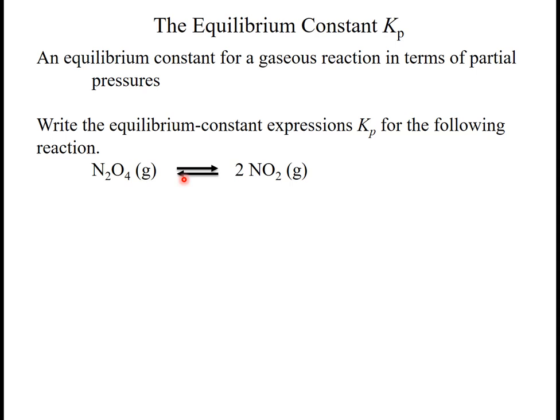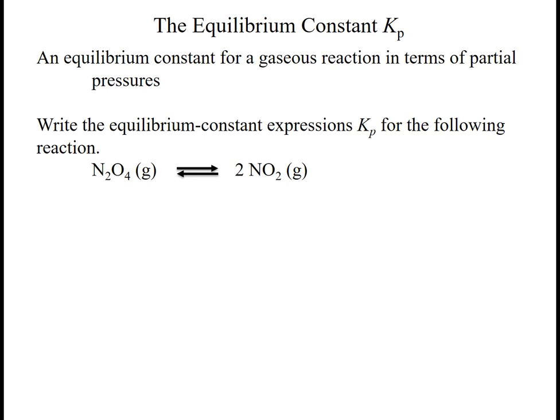Okay, the third part of the equilibrium constant has to do with Kp. P simply stands for pressure, and so it's the equilibrium constant for a gaseous reaction in partial pressures. It asks you to write the equilibrium constant expression, or Kp, for the following reaction. Instead of using brackets for the concentration, we're going to use P for pressure.